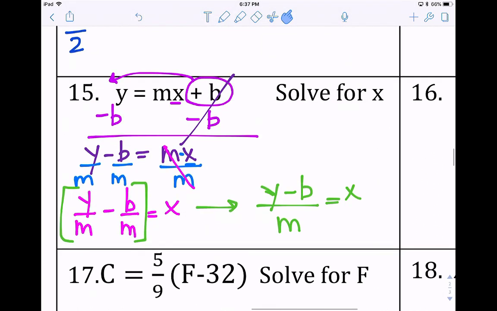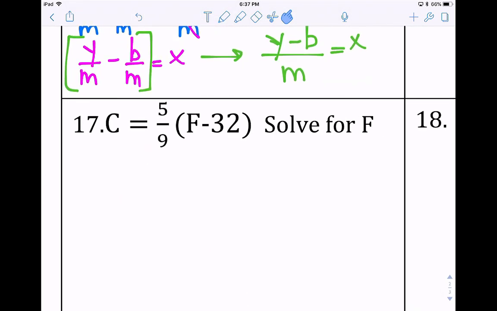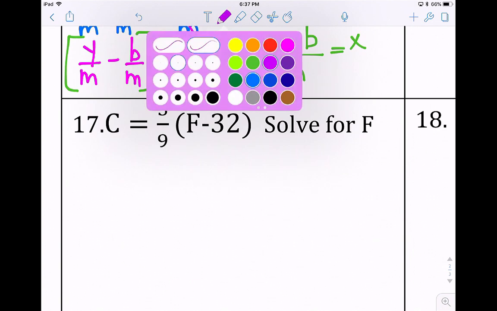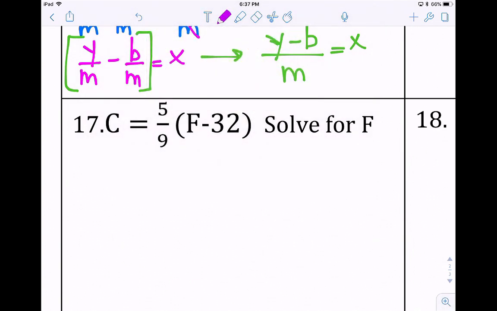All right, so moving on to number 17, solve for f. So this one's a little bit more complicated. I'm going to start by trying to get rid of that fraction. That fraction is kind of ugly and it's in the way a little bit. So I'm going to start by getting rid of that.